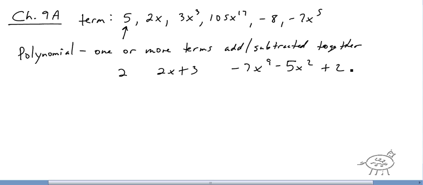And so let's actually talk about this. You need to make 4 columns if you're taking notes here, and leave enough room below because we're going to have several examples. So you're going to have the polynomial.